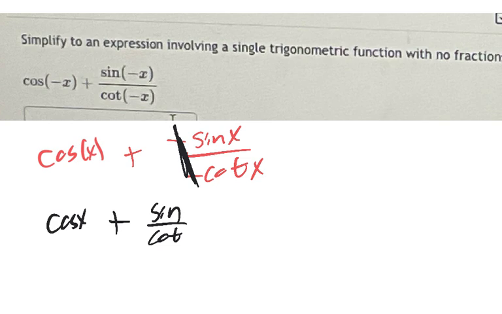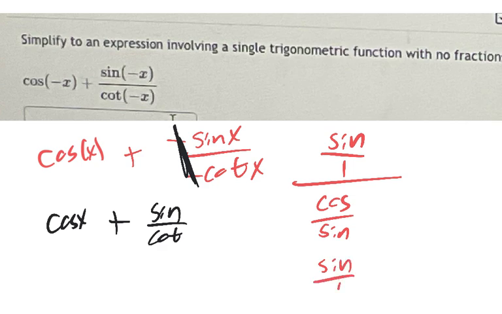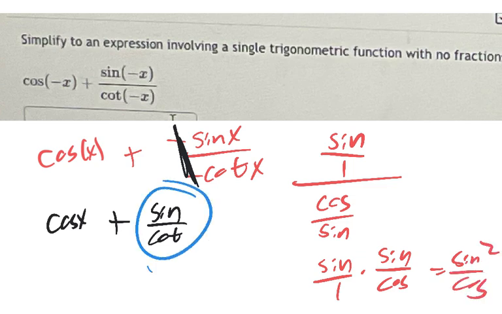This is loaded, so I want to just focus here and fix that. Put sine over 1, over cosine over sine, which is sine over 1 times sine over cosine, which would be sine squared over cosine. So this I can write as sine squared over cosine plus cosine over 1.